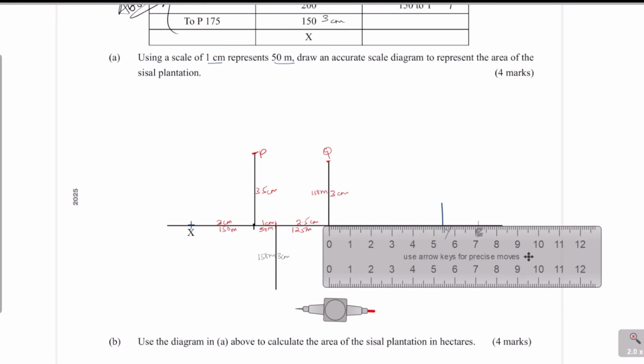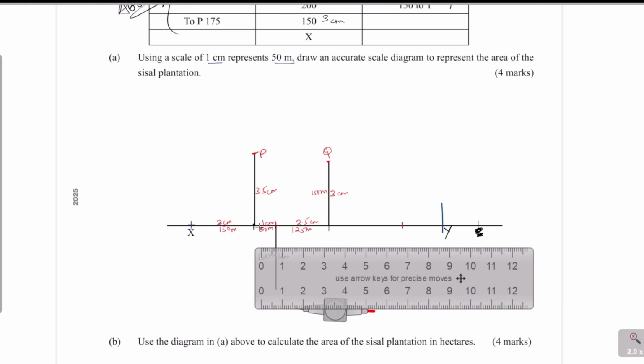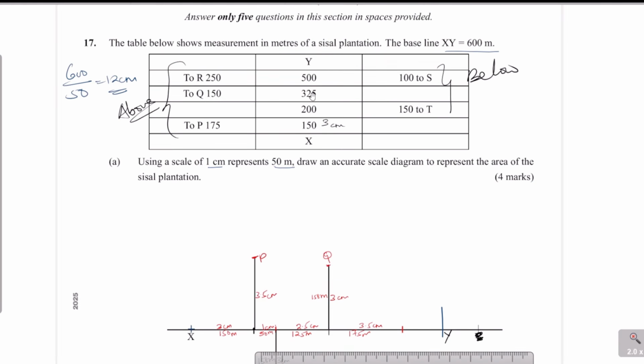3.5 is there. There it is. So this is 3.5 centimeters, which is the same as 175 meters. Hope you've seen how I've done that. So from 325 to 500, you're adding 175. So 325 plus 175, you got to 500.